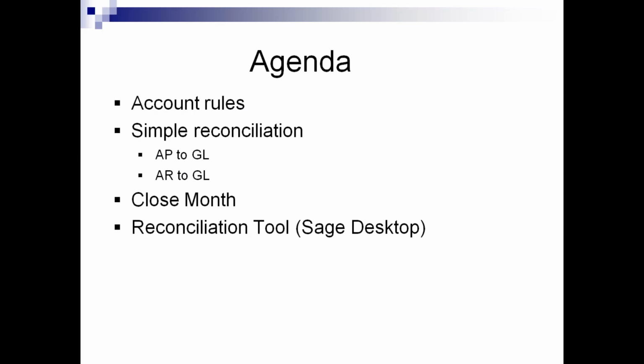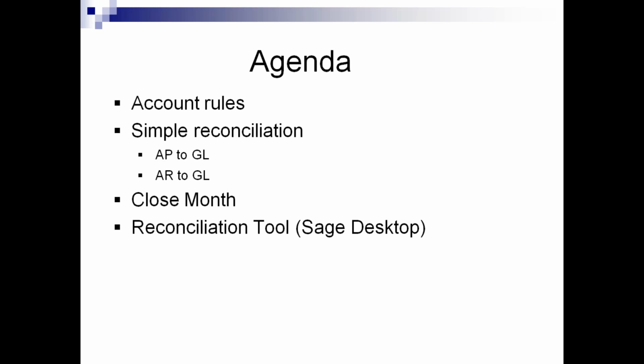Our agenda for today, we're going to be talking first about some account rules that I think are pretty important to make your month-end and reconciliation successful. If you're not following these rules right now, this is something that you should put in place. So we're going to talk about those in a minute. Then we're going to look at just a simple reconciliation for both AP to GL and AR to GL. I'm going to show you some reports and what to look for, what to balance to, and then some simple things on how to troubleshoot if things don't line up or balance.